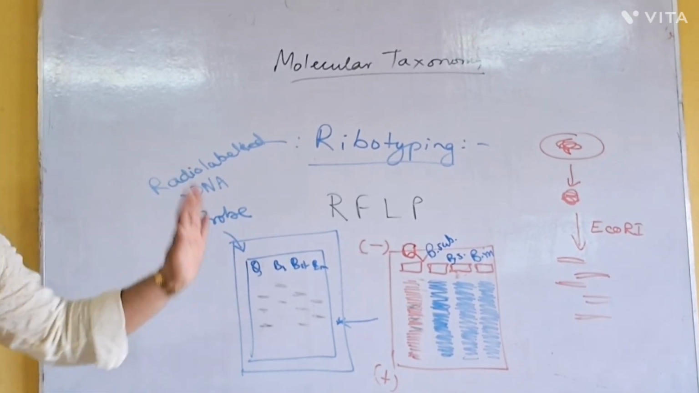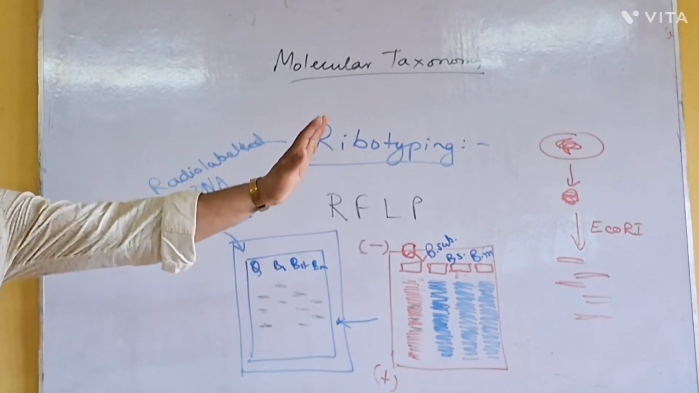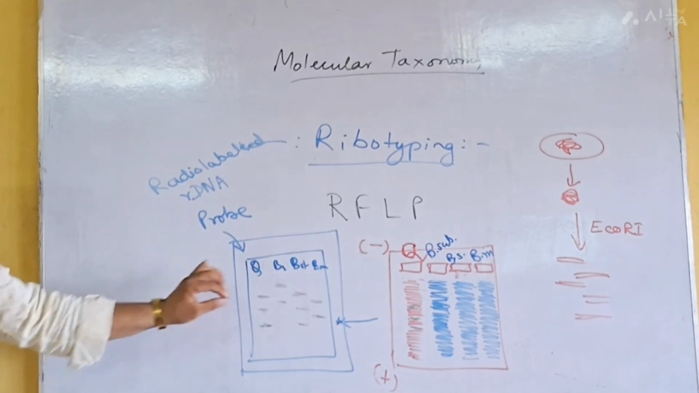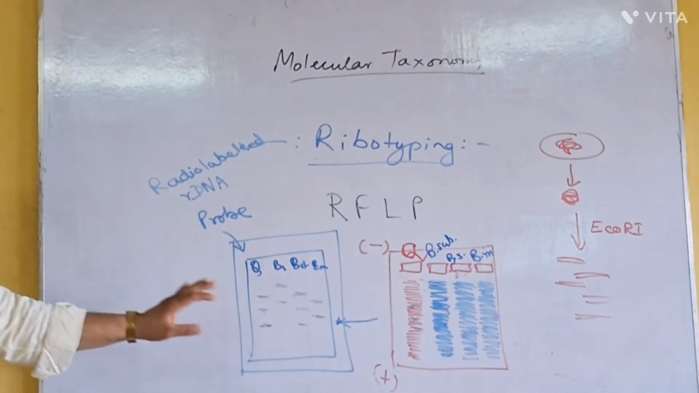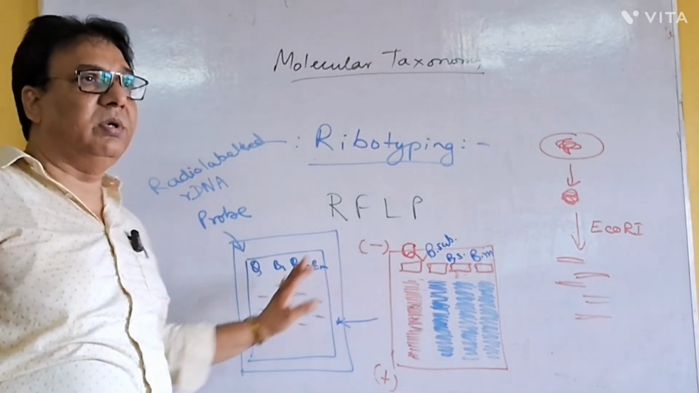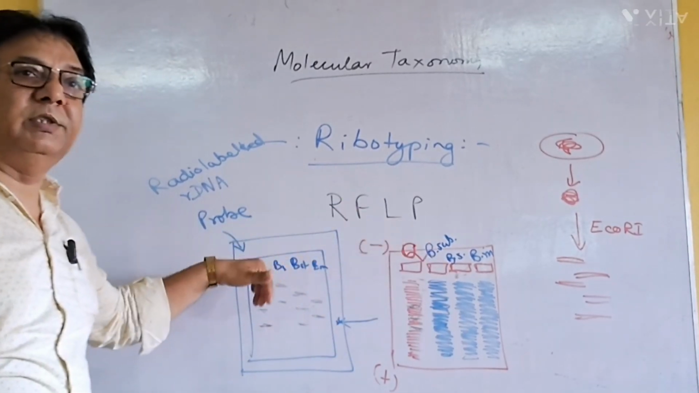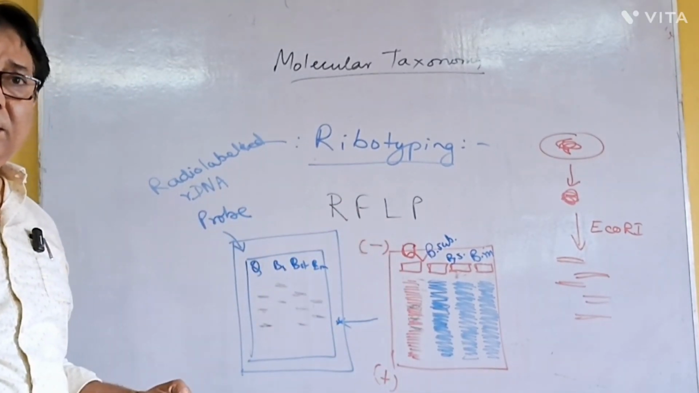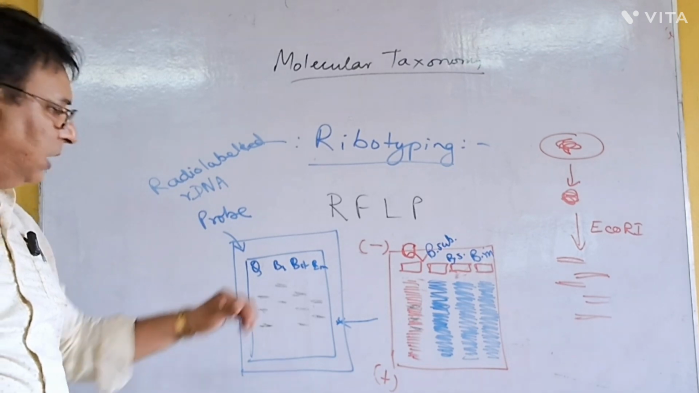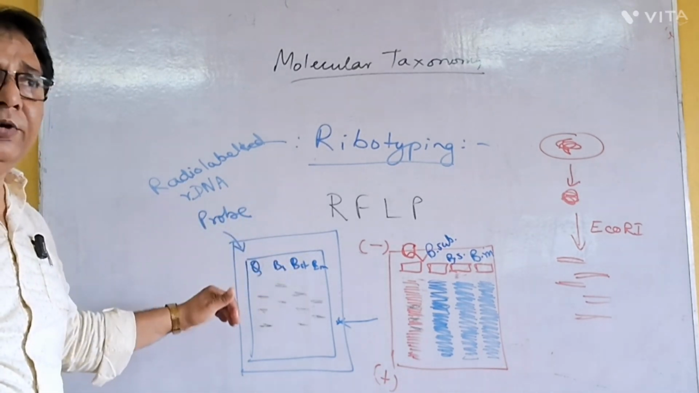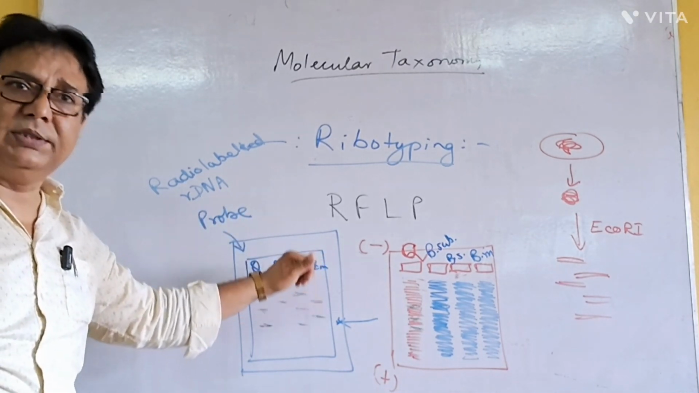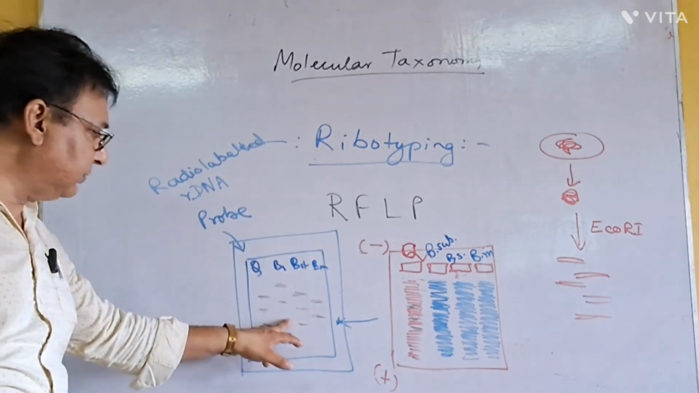Basically it's RFLP that we will talk about later, but this is what is called ribotyping. When you do this, with which particular strain or species, which particular lane is your query sequence matching? The third one. That means my organism is the third one, I mean the Bacillus stearothermophilus, not this one, not that one.